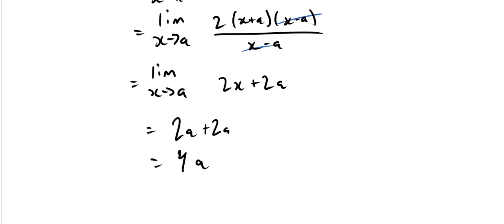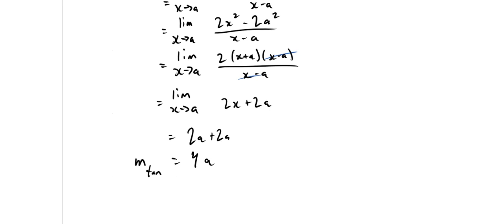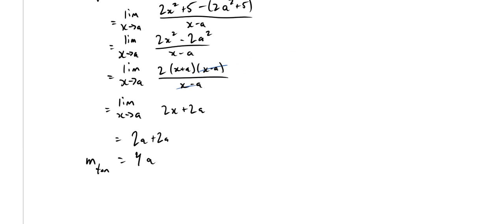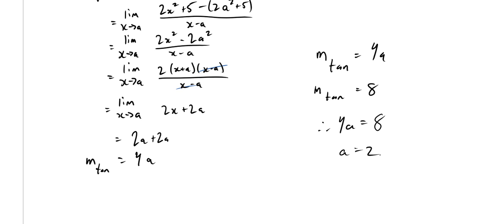So at this final step, I've got the slope of the tangent equals 4a, and I don't think I've written this part out, the slope of the tangent equals, I wouldn't normally rewrite this, but I'll do it for us today. Slope of the tangent equals 8. I was given that in the question. Therefore, 4a equals 8, and a equals 2. And we're done. Okay?